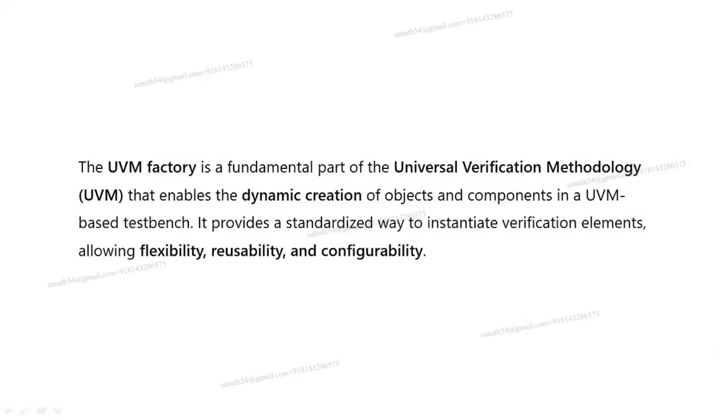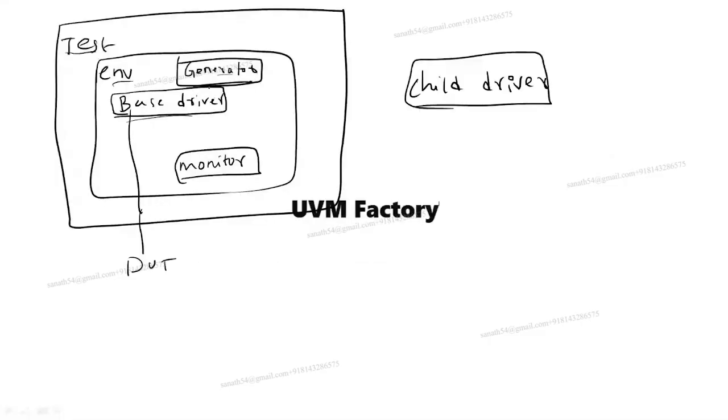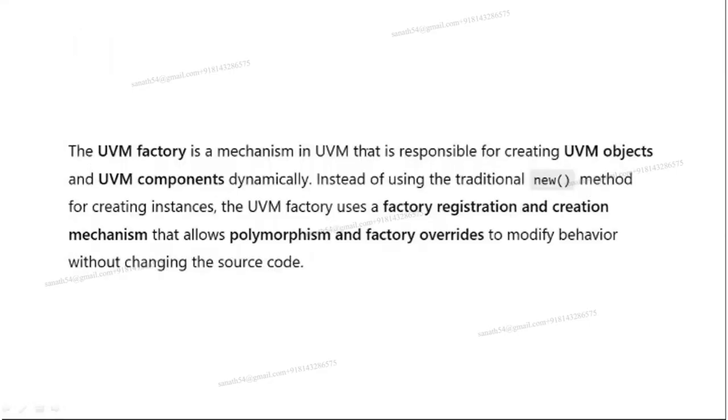Okay, UVM factory. This is the fundamental part of UVM, the Universal Verification Methodology, that enables the dynamic creation of objects and components in a UVM test bench. Dynamically, we need to create the object, in a standardized way. This allows flexibility, reusability, and configurability. We can reuse the test benches we already wrote. So the UVM factory mechanism is responsible for creating UVM objects.